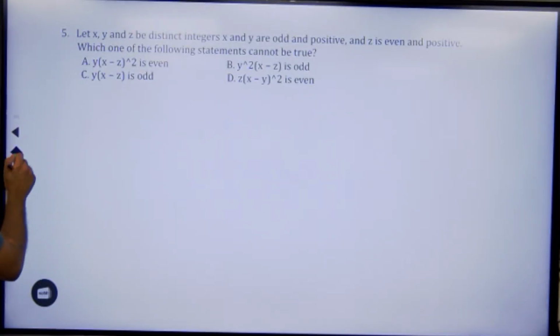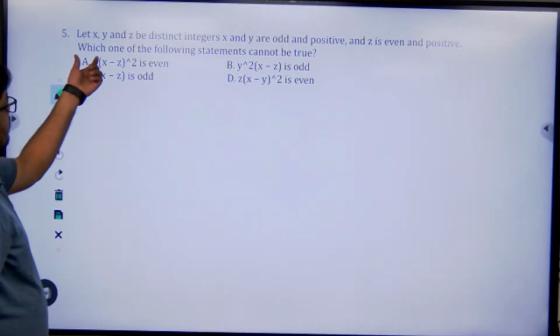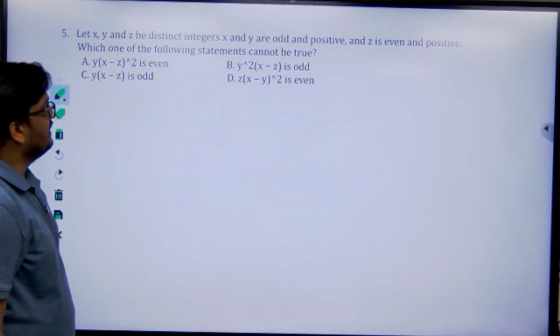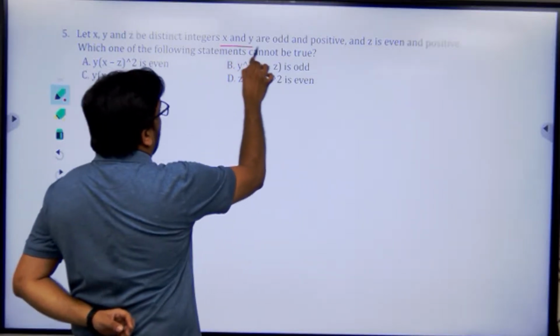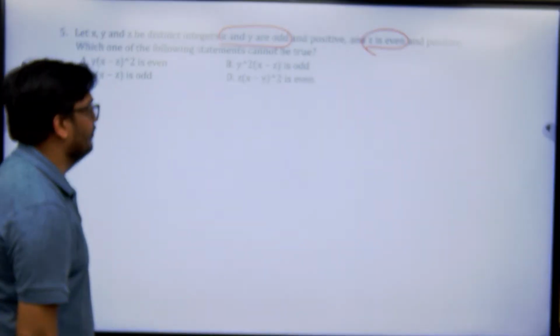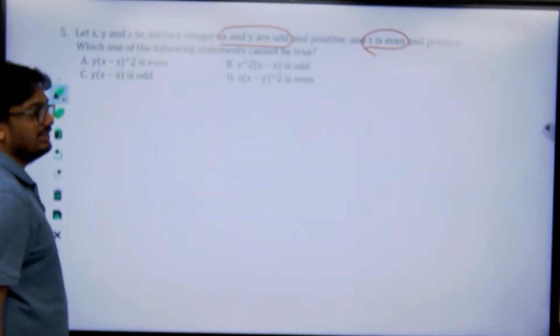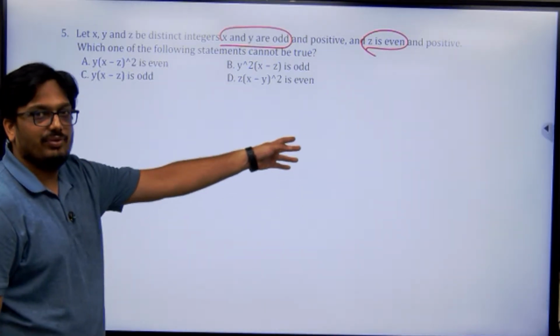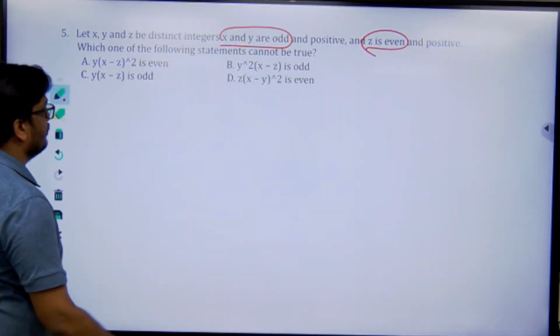Okay, next question. Let x, y, z be distinct integers. X and y are odd and positive, and z is even and positive. Therefore, x, y, z are positive. Which of the following statements cannot be true? Already we have learned even into odd, and you should remember that for this question.